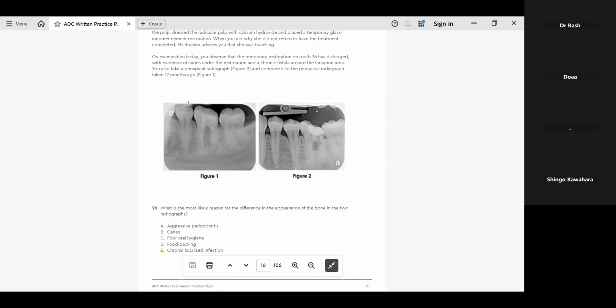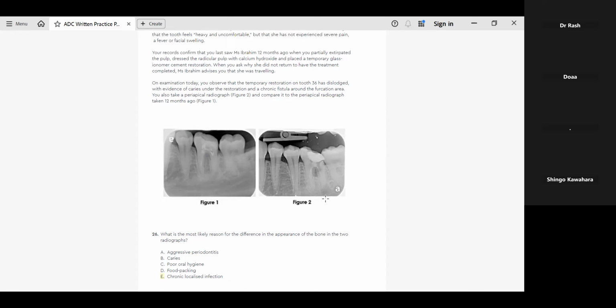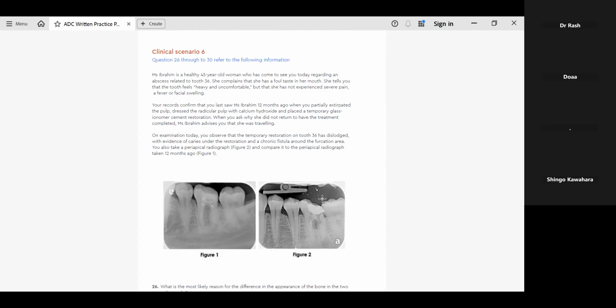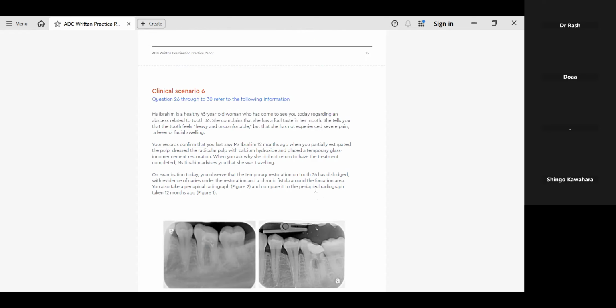Chronic localized infection, which has led to the bone getting involved. Foul taste can be due to pus, of course. Secondly, it can be due to food impaction as well.